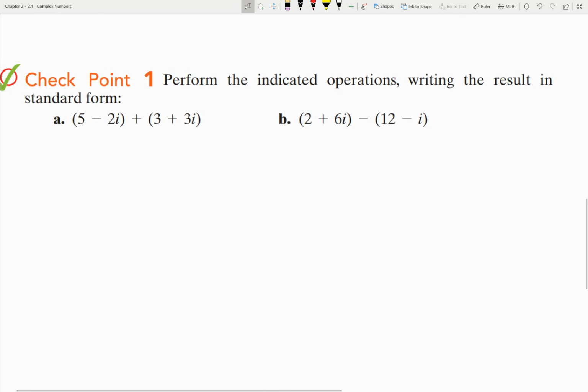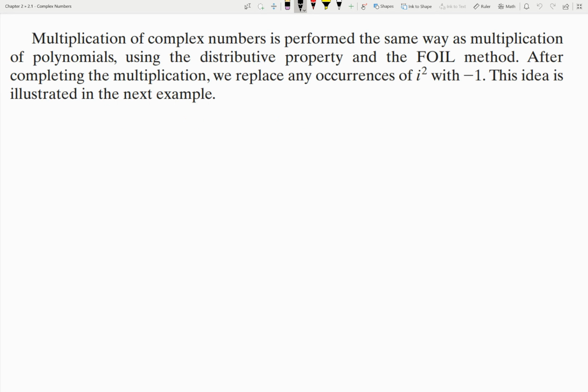So 5 and 3, that's an 8. Minus 2 plus 3, that is a plus 1i. Drop the parentheses for part B to give me 2 plus 6i minus 12 plus 1i. So that's a negative 10, 2 minus 12, plus a 7i. Just be careful with the signs so that you don't forget to distribute the negative sign.